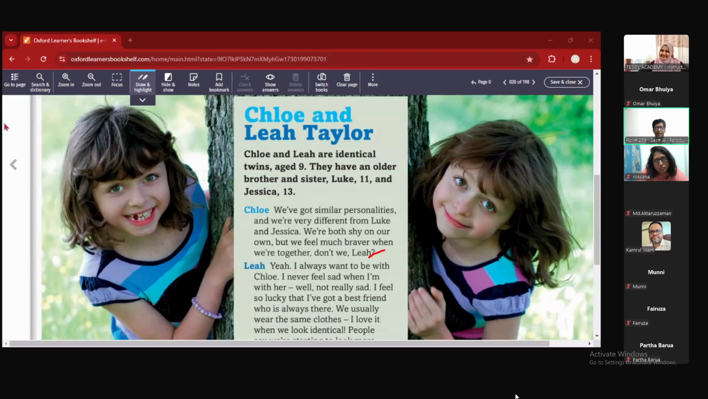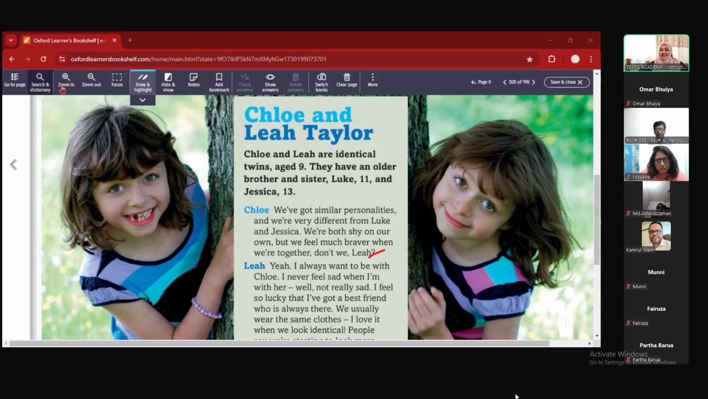Chloe and Leah Taylor. Chloe and Leah are identical twins, aged 9. They have an older brother and sister, Luke 11 and Jessica 13. Chloe: We have got similar personalities and are very different from Luke and Jessica. We are both shy on our own, but we feel much braver when we are together, don't we, Leah?